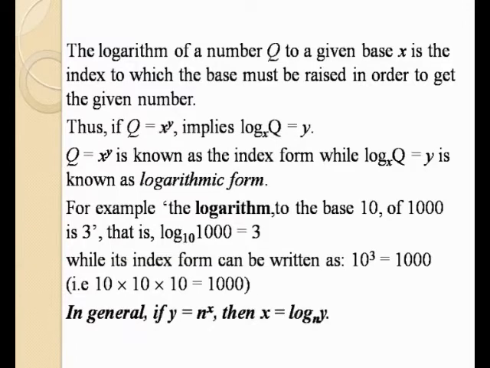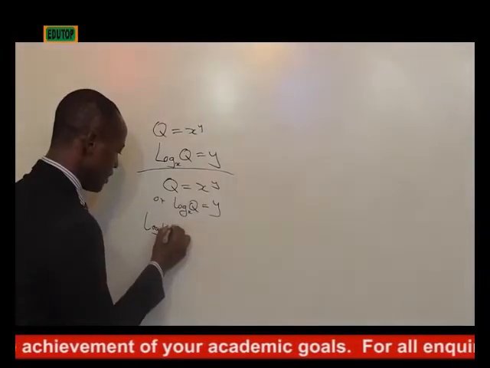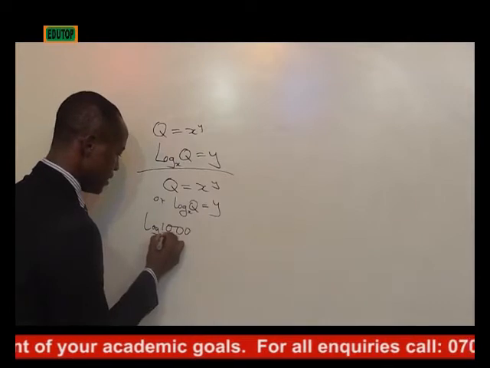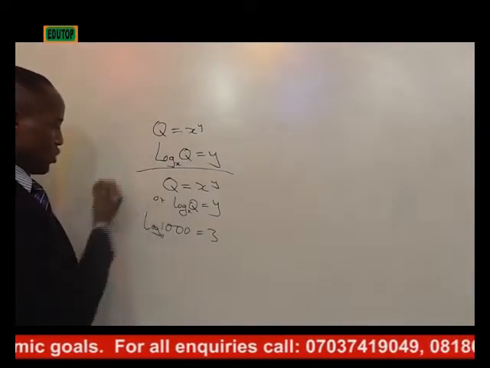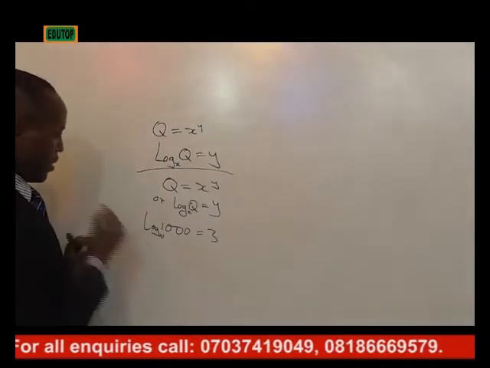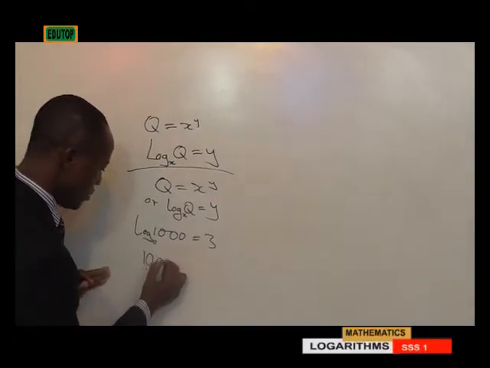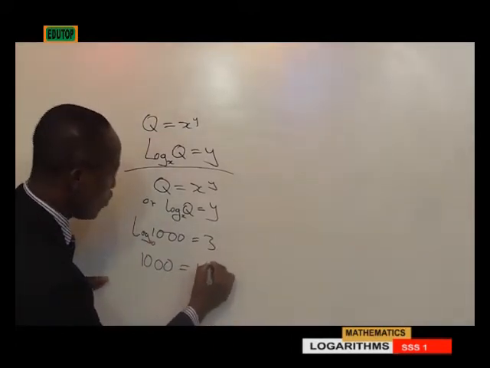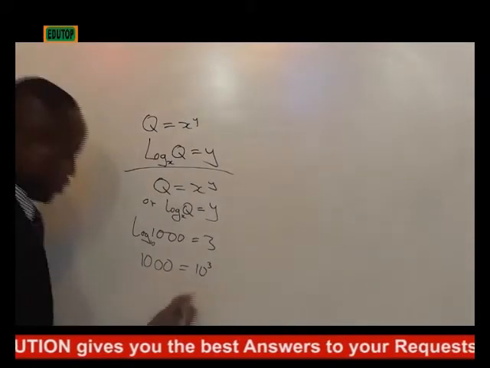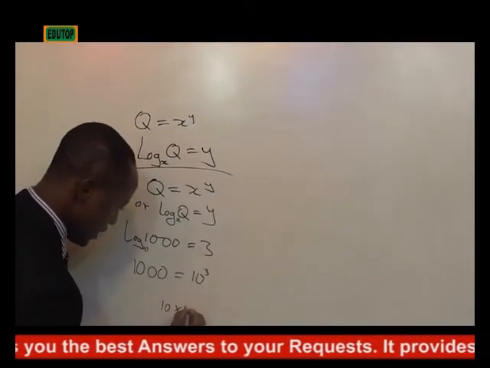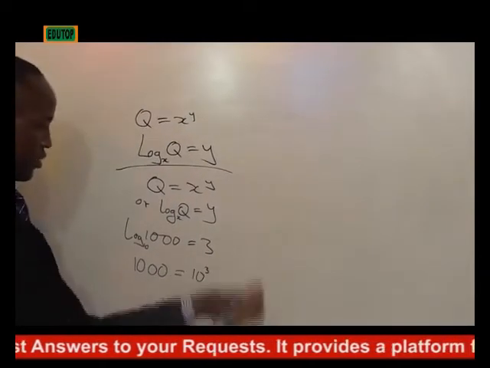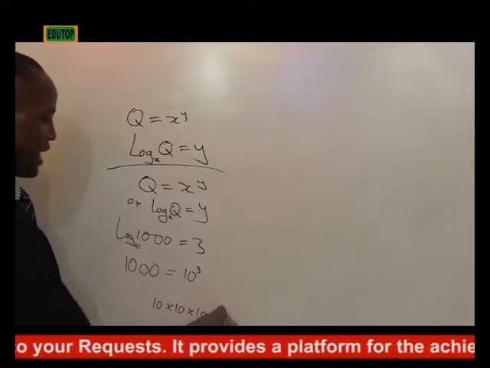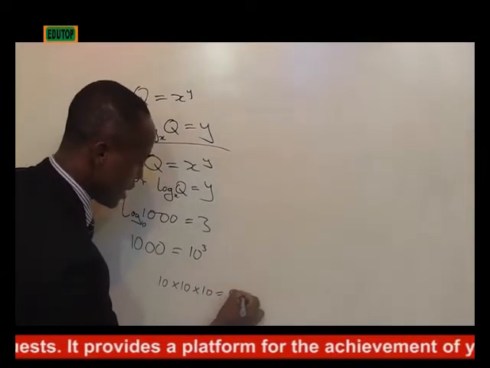For example, the logarithm to the base 10 of 1000 is 3. That is log 1000 base 10 is equal to 3. If you look at this from what we are having here, we can just say that 1000 is equal to this our base, and this answer will be our power. If you check this, 10 times 10 times 10 is the same thing as 10 raised to 3. 10 times 10 will give us 100. 100 times 10 will give us 1000.